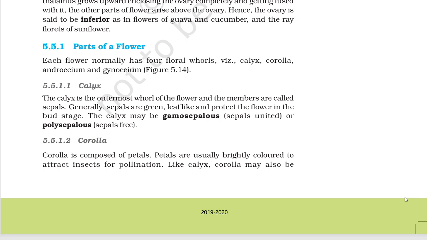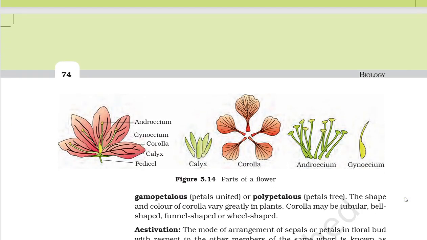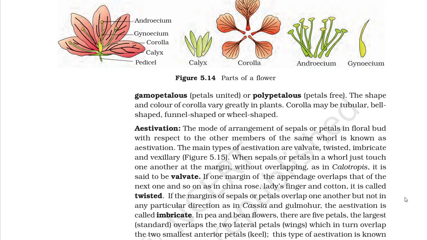Corolla. Corolla is composed of petals. Petals are usually brightly colored to attract insects for pollination. Like calyx, corolla may also be gamopetalous, petals united, or polypetalous, petals free. The shape and color of corolla vary greatly in plants. Corolla may be tubular, bell-shaped, funnel-shaped, or wheel-shaped.